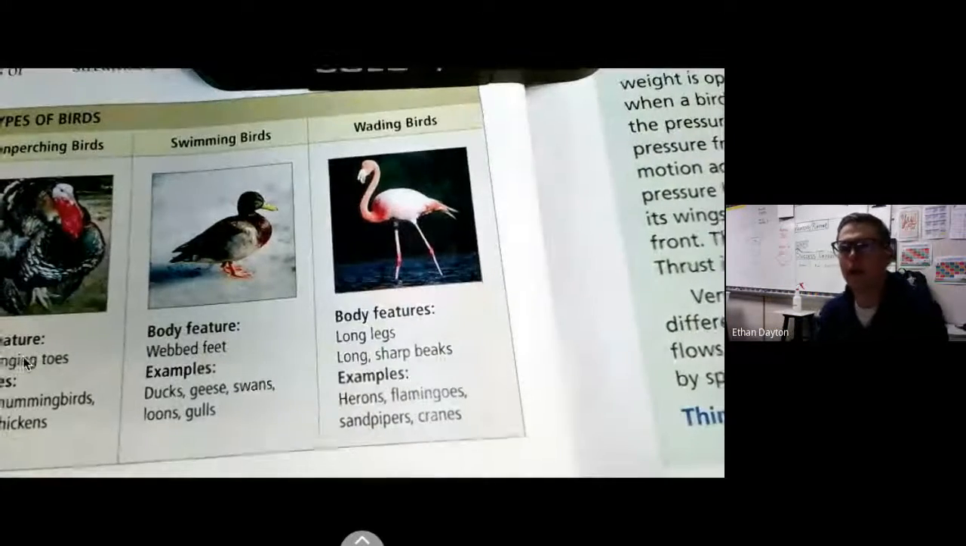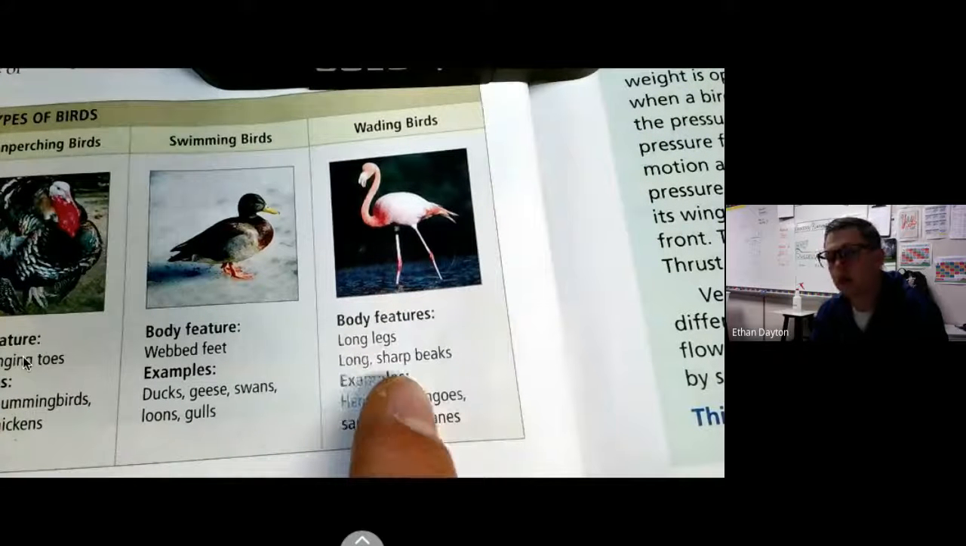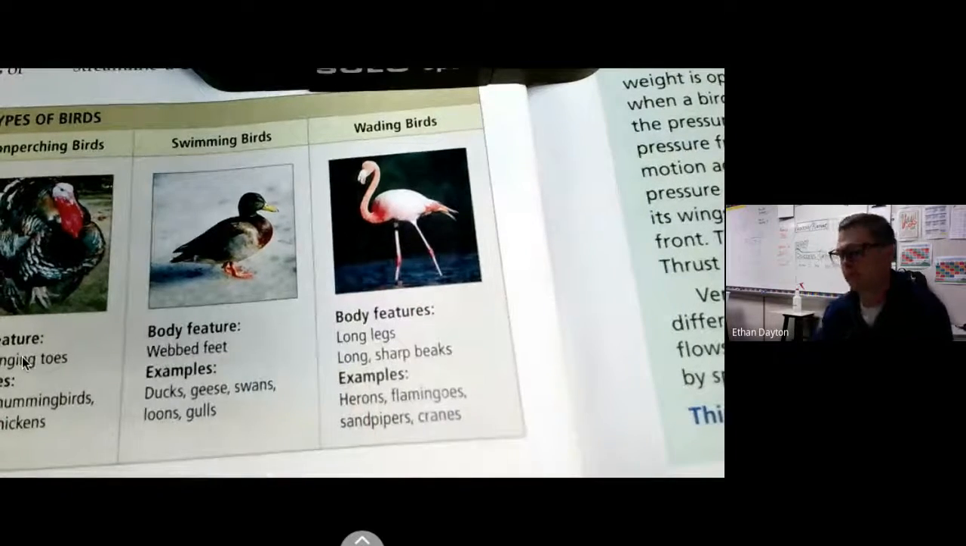And then we have wading birds. Body features are long legs and long, sharp beaks. Examples, herons, flamingos, sandpipers, and cranes. And then we have a flamingo right there.